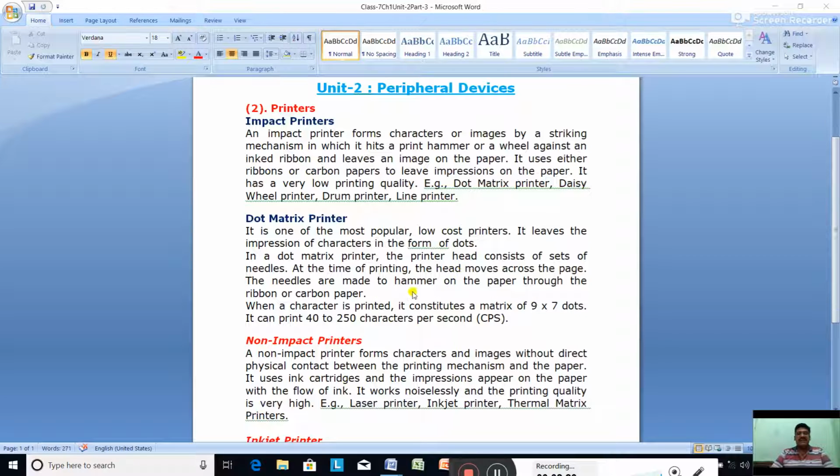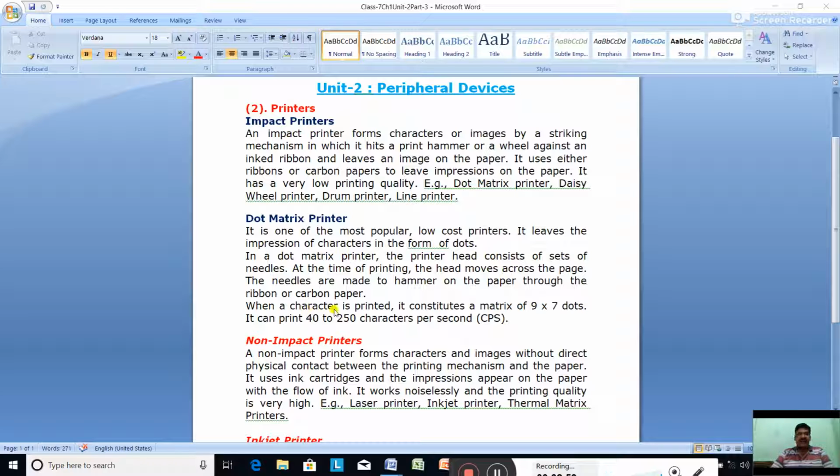So first let us discuss what is the dot matrix printer. It is one of the most popular low cost printers. Cost is low. It leaves the impression of characters in the form of dots. You can see in the book, the letters are printed as dotted letters. Like with a pencil, as you hit on the paper and make an A or B, the same way letters are printed. In a dot matrix printer, the printer head consists of a set of needles.